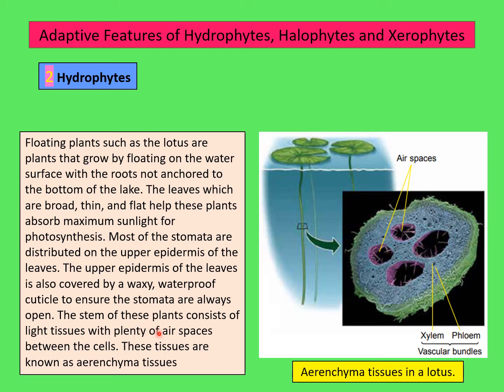The stems of these plants consist of light tissue with plenty of spaces between the cells. This tissue is known as parenchyma tissue. Okay, parenchyma tissue is the tissue with spaces so that the plants can float on the surface of the water.